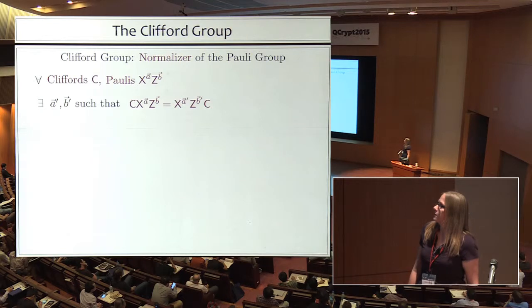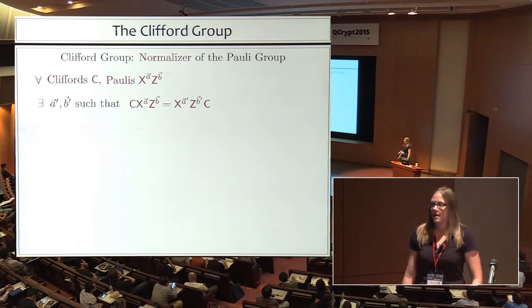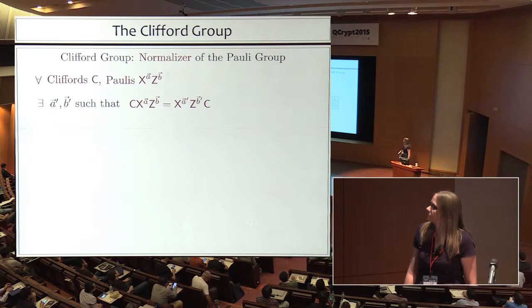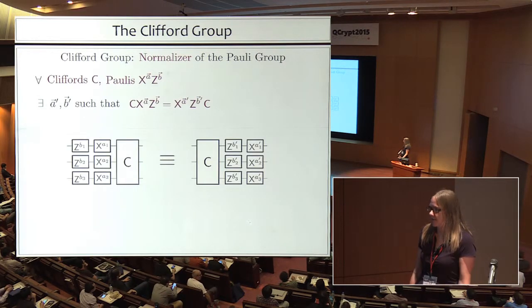Okay, and the Clifford group, of course, is the normalizer of the Pauli group. So this means that for any Clifford C and any Pauli X to the A, Z to the B, there's some other Pauli X to the A prime, Z to the B prime, such that this identity holds. In terms of circuits, that means if we apply any Pauli followed by a Clifford, it's the same as applying that Clifford followed by another Pauli.